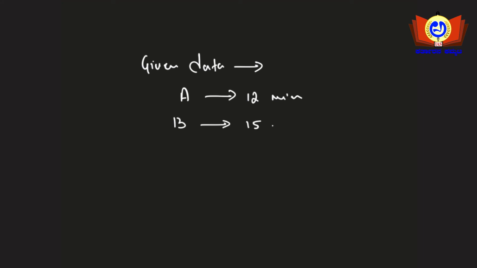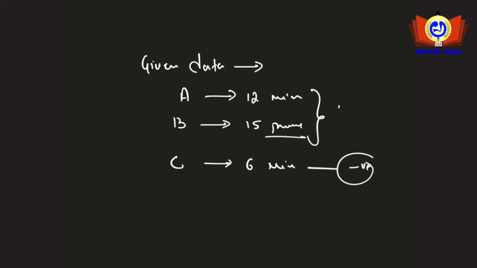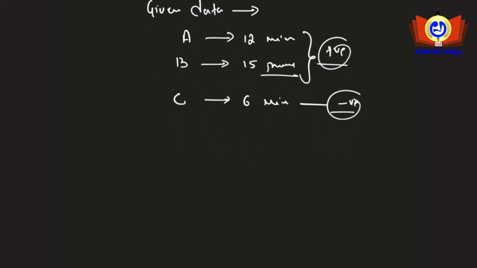So friends, what is the given data here? Given data is pipe A takes 12 minutes, right? And pipe B takes 15 minutes. And pipe C takes 6 minutes. This is doing negative work here, and the other two are doing positive work here.